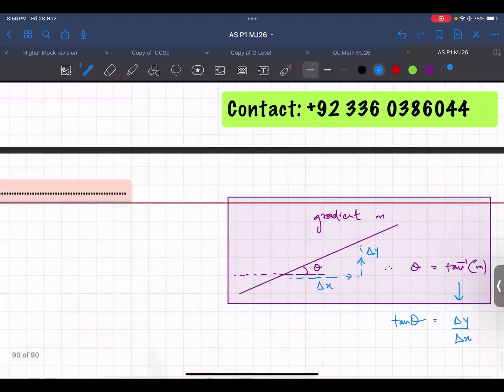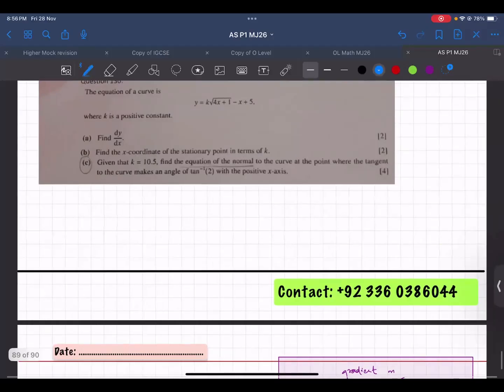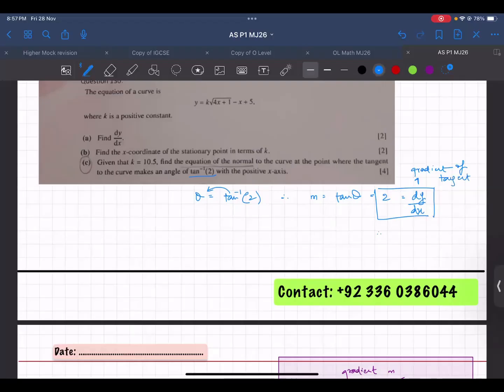So now when they have given you the tan inverse 2, so the theta, they have given you the value of the theta. Theta is equal to tan inverse of 2. So this means the gradient m is equal to tan theta. If I move the tan back towards the theta, so this means that your gradient is coming out as 2, which is the value of your dy by dx. So when they have given you the value of dy by dx, this is the gradient of the tangent. And so therefore the gradient of normal will be negative 1 upon 2.